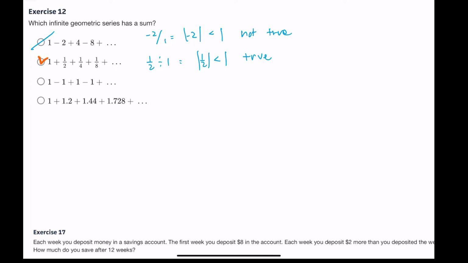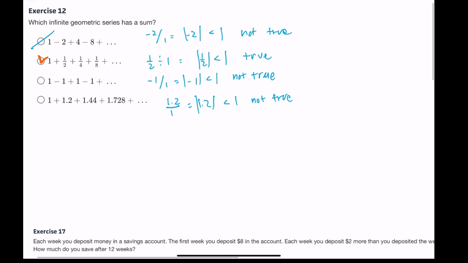If we just go ahead and try the rest of them, negative 1 divided by 1, that's negative 1. But the absolute value of that is not less than 1, so we're going to say not true. And then finally, if I take 1.2 divided by 1, that equals 1.2. The absolute value of that is also not less than 1, so it's not true. So we figure out the one where the ratio is less than 1, and that's when we know the infinite geometric series has a sum.